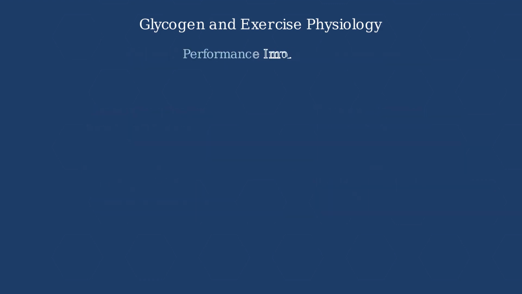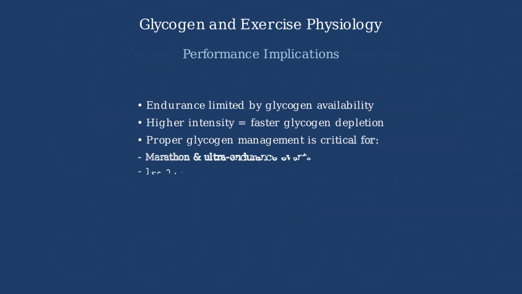The implications for athletic performance are significant. Endurance capacity is directly limited by glycogen availability, and higher exercise intensities deplete glycogen more rapidly. Proper glycogen management becomes especially critical for events like marathons, team sports with prolonged activity periods, and multi-day competitions where glycogen depletion can severely impact performance.